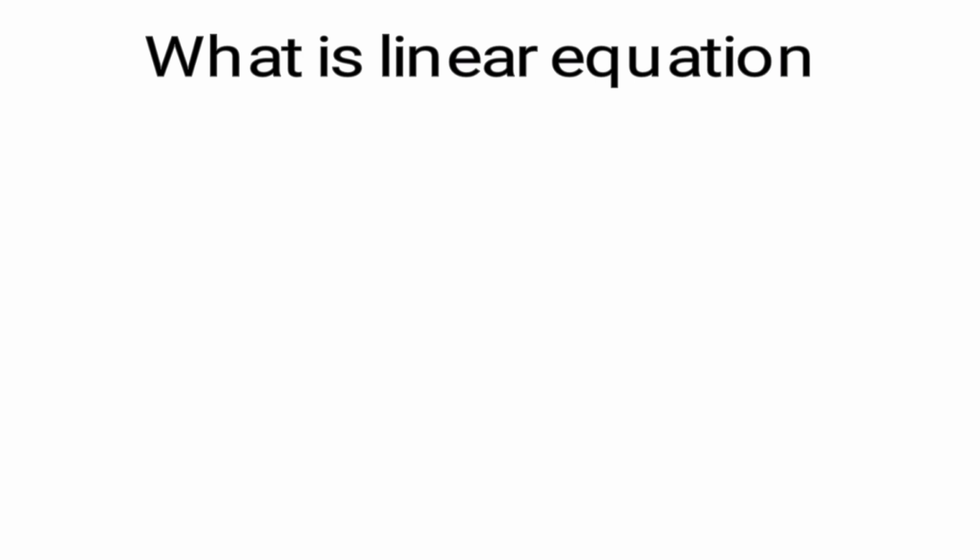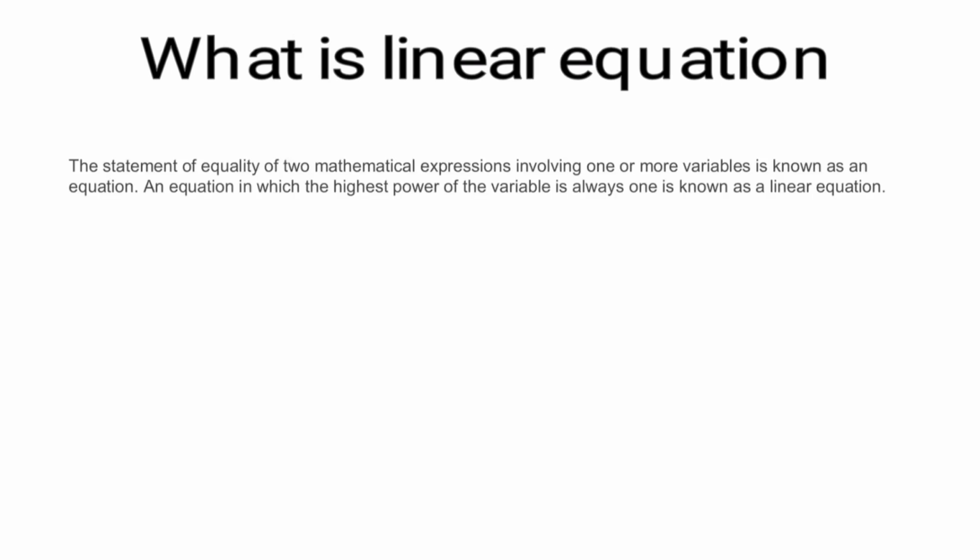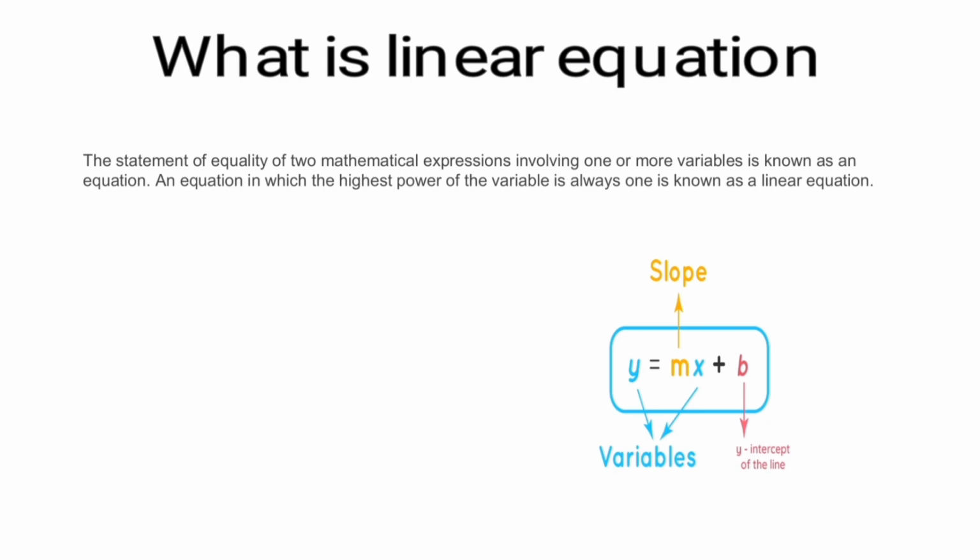Hi all. In this video, we are going to learn about linear regression. Before starting linear regression, we will first see what a linear equation is. The statement of equality of two mathematical expressions involving one or more variables is known as an equation. An equation in which the highest power of the variable is always 1 is known as a linear equation. The one below is a linear equation.